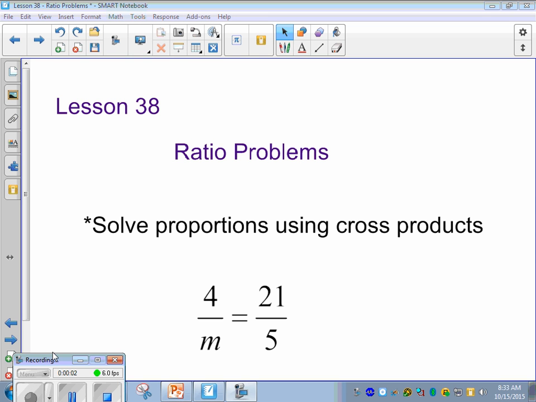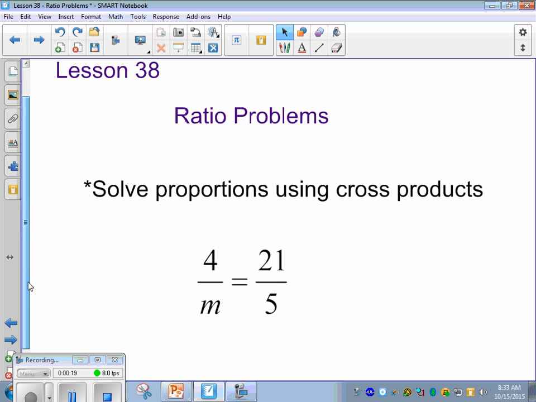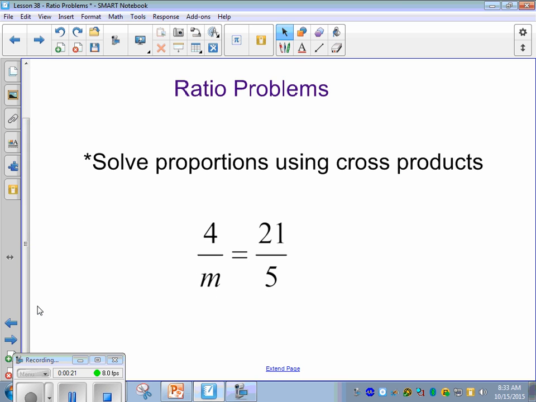All right, so ratio problems. We're always going to solve these proportions using cross products. So here we have proportions. We just have a ratio set equal to each other, so it's like two fractions set equal to each other. Go ahead and start just by writing this. This is a little simple example for us to start on.